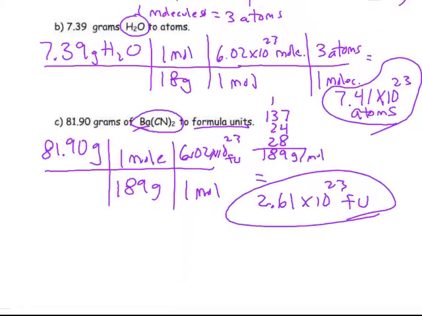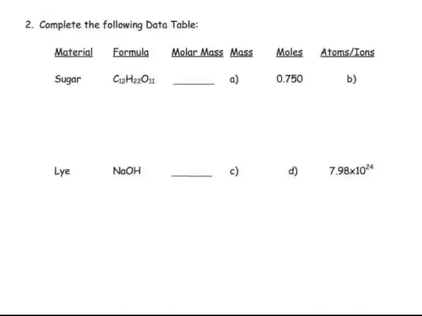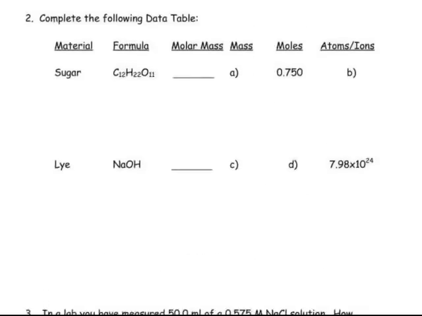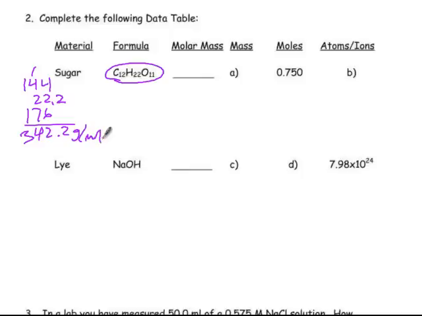All right, next. So now the next thing is basically the same questions, just in a table form. So we're doing the molar mass of sugar, so 12 carbons, 144, 22.22, 11 times 16, 176. Add those up, and you get 342.2 grams per mole. So 342 grams per mole. You could keep the 0.2 if you'd like.